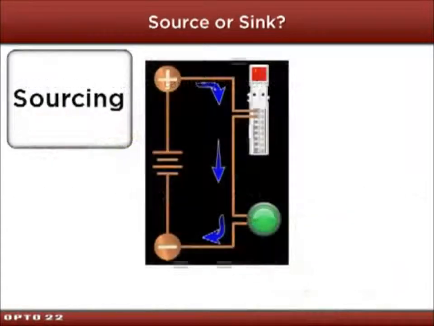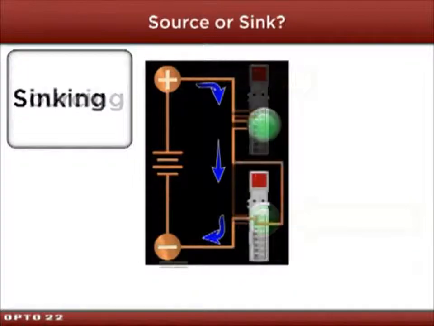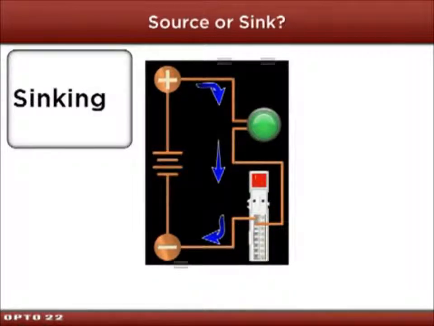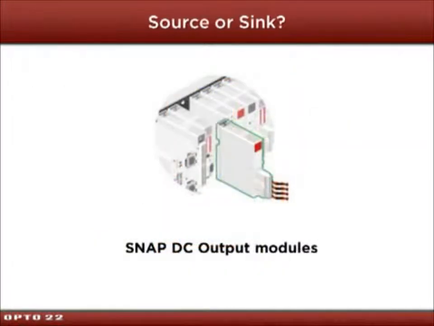But in a nutshell, sourcing refers to connecting or interrupting the voltage source between the plus voltage source and the device that you're driving. Sinking, on the other hand, refers to breaking the circuit, or opening and closing the circuit, between the device and the power ground. Yeah, that really applies more to SnapIO.